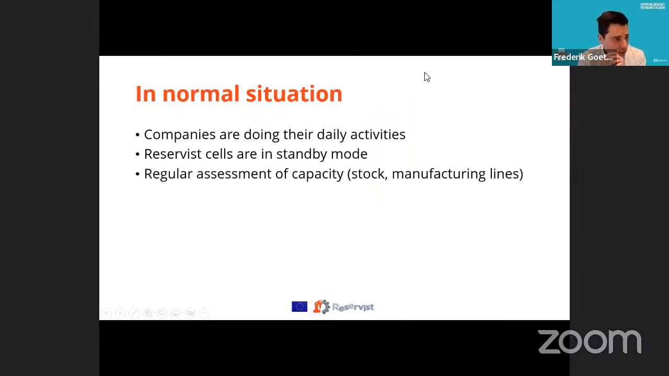Like I told you, in a normal situation the main part of the companies are not producing these products, because they are too expensive to produce in Europe, so they cannot compete in a normal market situation. They have other activities that they do in a normal situation. We also have a standby mode and a crisis mode. In standby, the cells are sleeping, so they are not activated. But they still do a regular assessment to check if they have enough stock of the raw materials to start production if necessary, and they also check if the manufacturing lines are still operational.